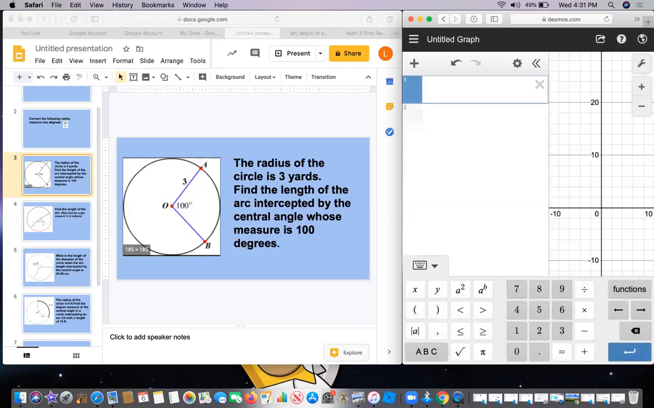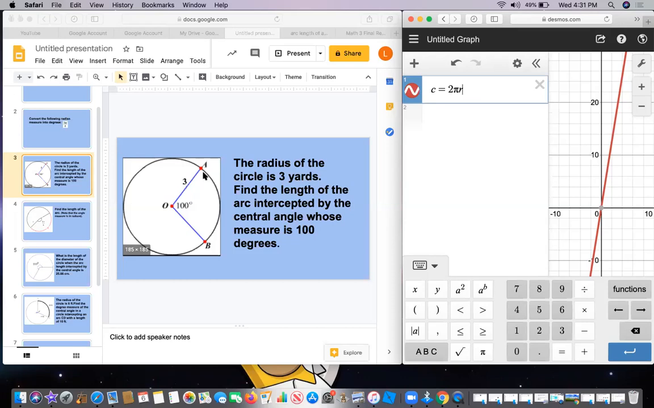That is equal to C. The circumference is equal to 2 pi r. This is the formula of the circumference. And because the arc length, or the length of the arc, is just part of the circumference, we are just going to multiply this formula of the circumference by the portion of the circumference.